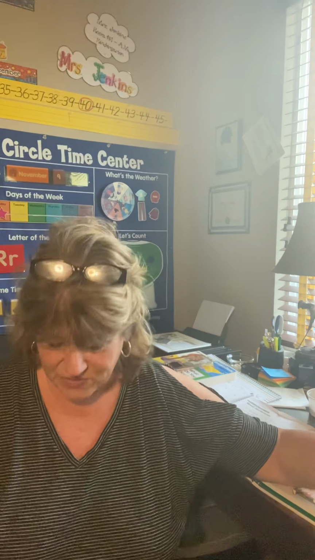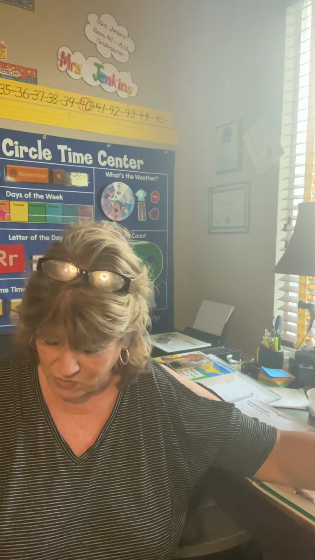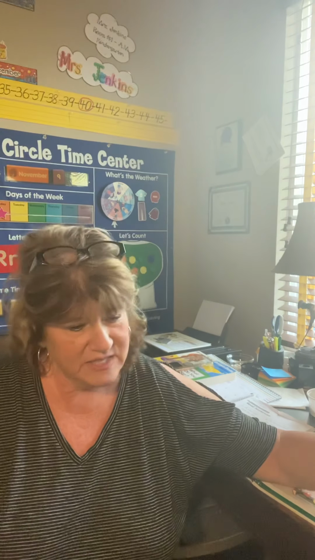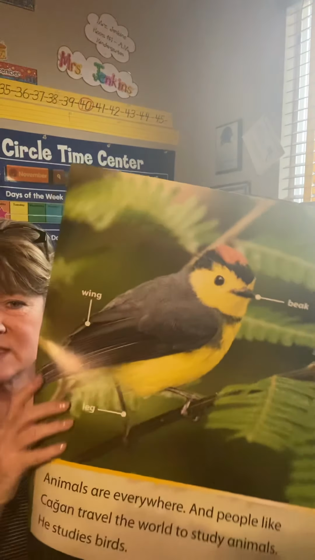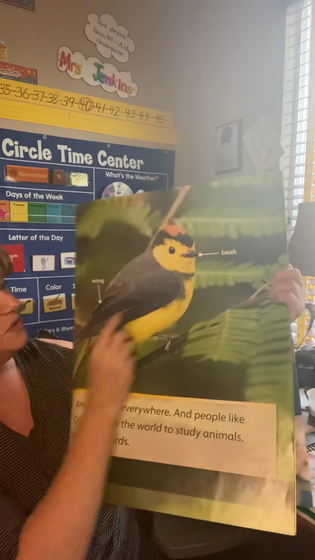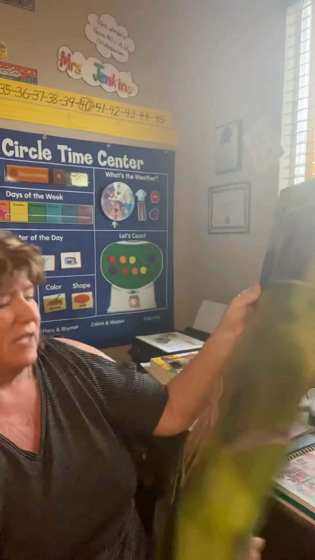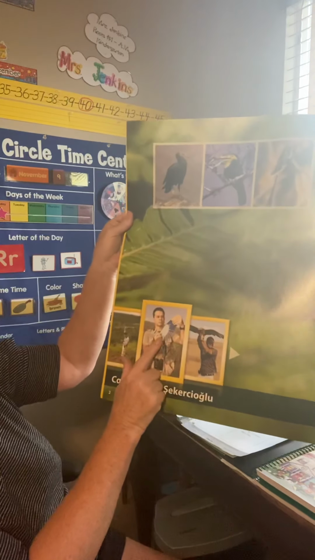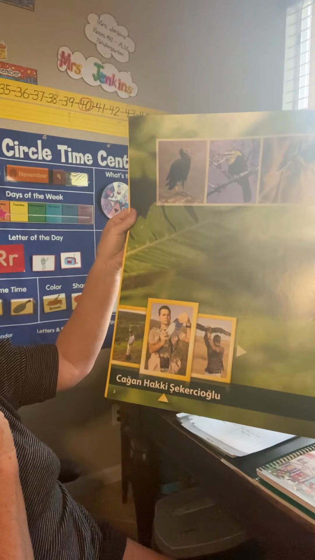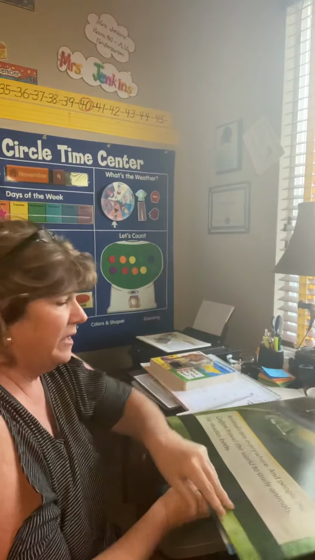so that we can learn about the animals in science books. Okay, the first page says, animals are everywhere, and people like Kagan travel the world to study animals. He studies birds. So this is showing you a beautiful, colorful bird. It doesn't look like it says the name of the bird. What the words do say is just shows you the beak and the wings and the leg. Okay, and here's some other beautiful birds. And then this is Kagan, the scientist who studies the birds. Okay, let me turn the page.